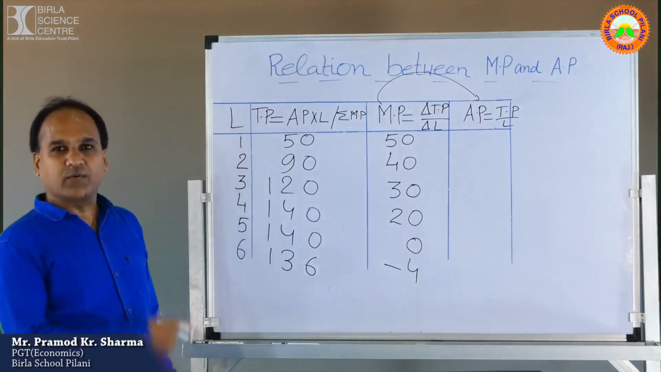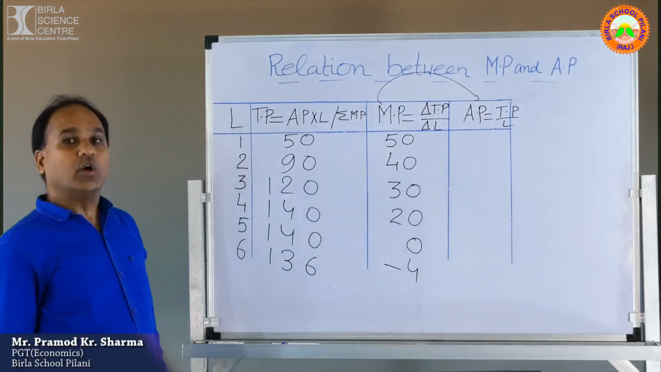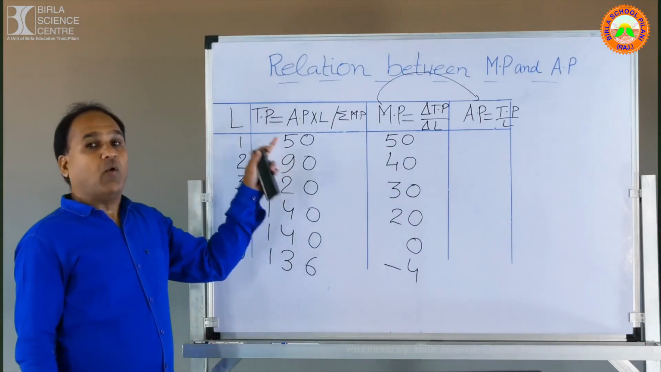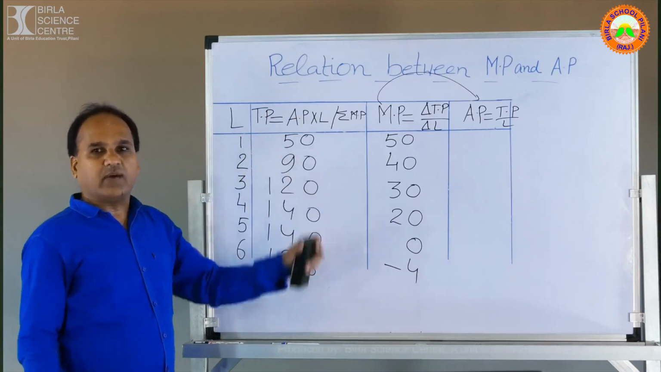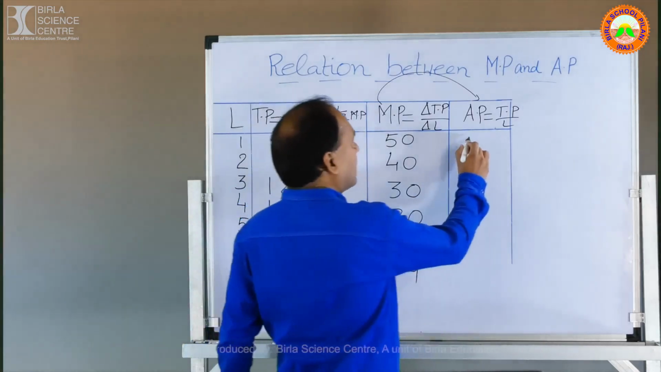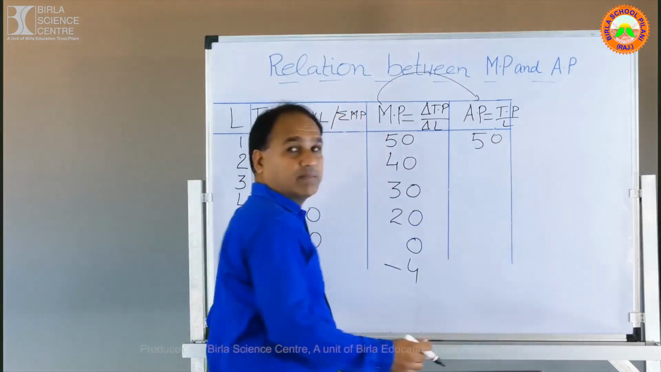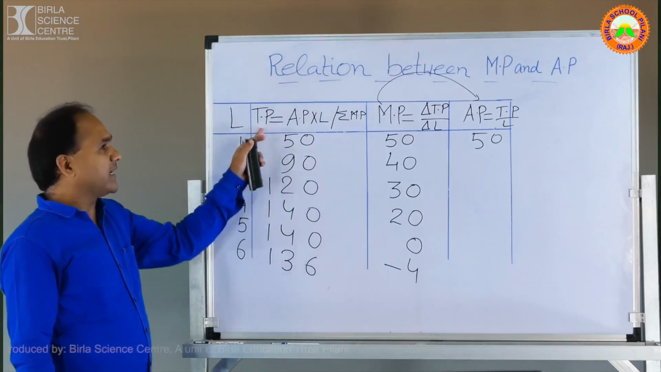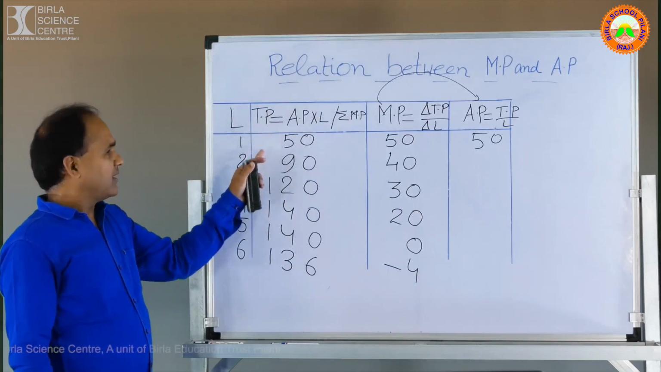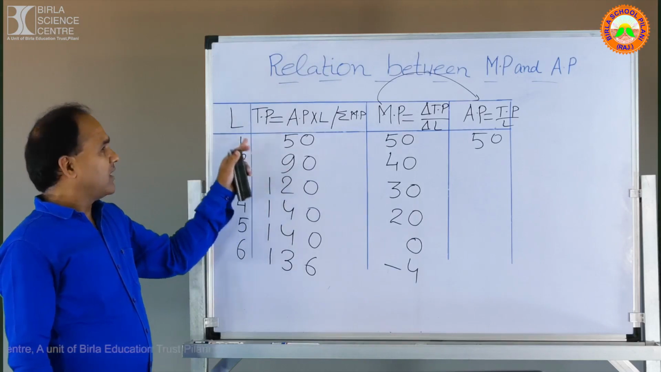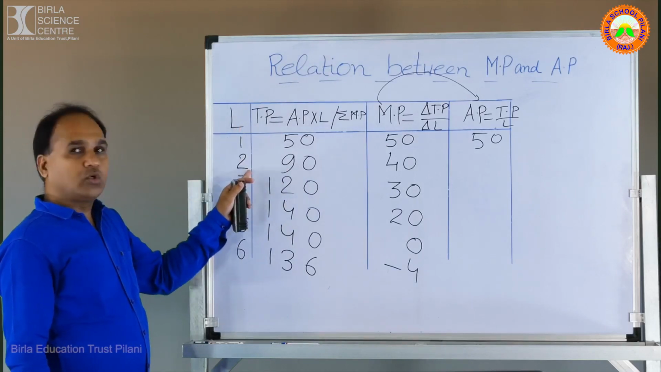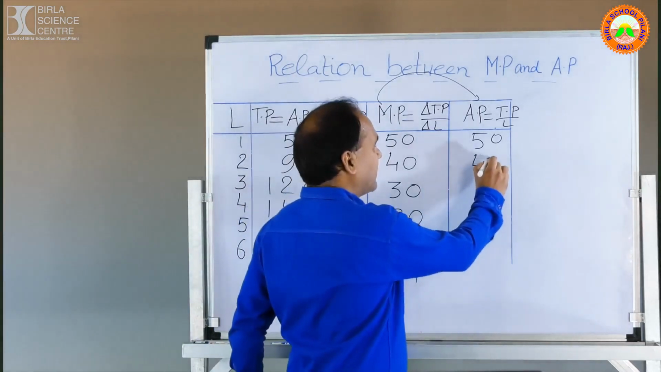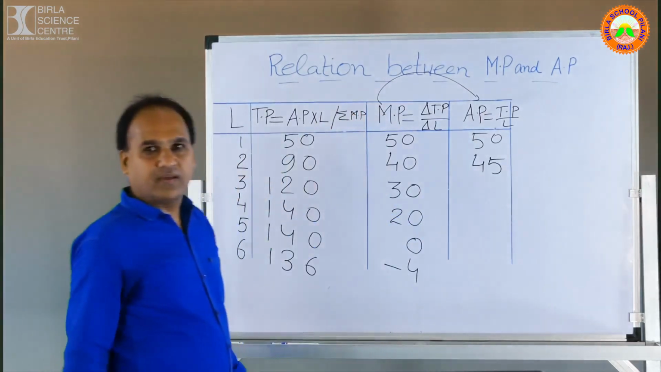Next, AP, what's the formula there? You can see AP is equal to what? TP upon L. TP you have to divide by L. So what's the first value of TP? You can see 50. What's the first value of labor? You can see 1. If you divide 50 by 1, you're going to get what? Very simple calculation. I think 50. Second, 90. If you divide 90 by L, look, TP that is called 90, L 2, 90 upon 2. Come back. How much? 45.